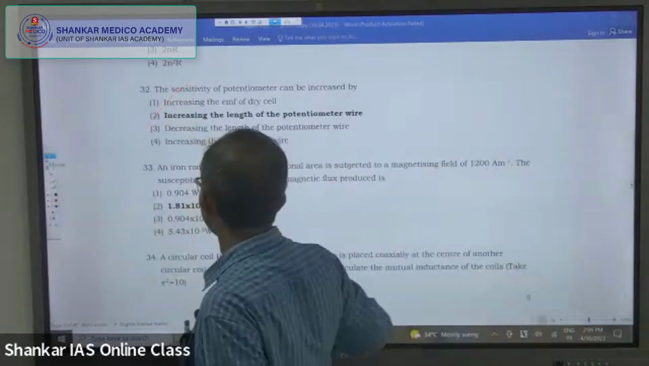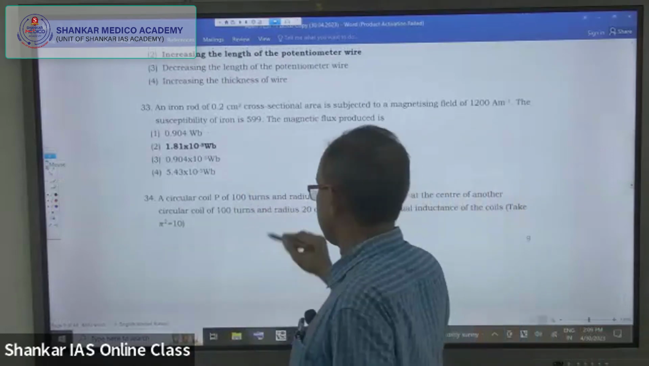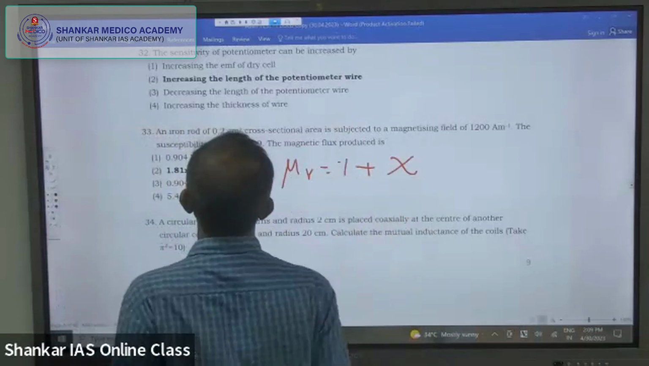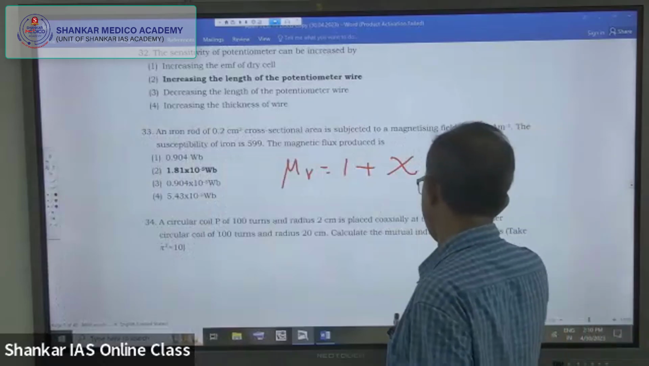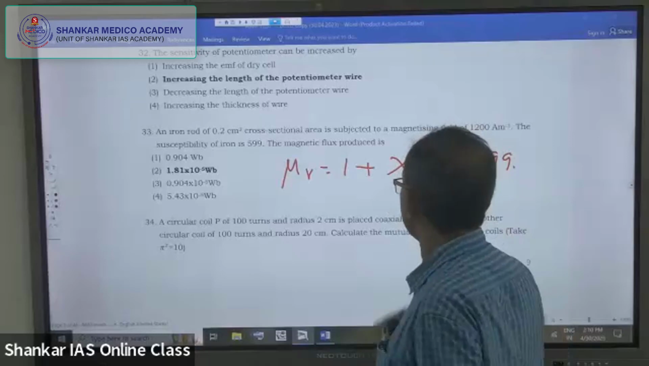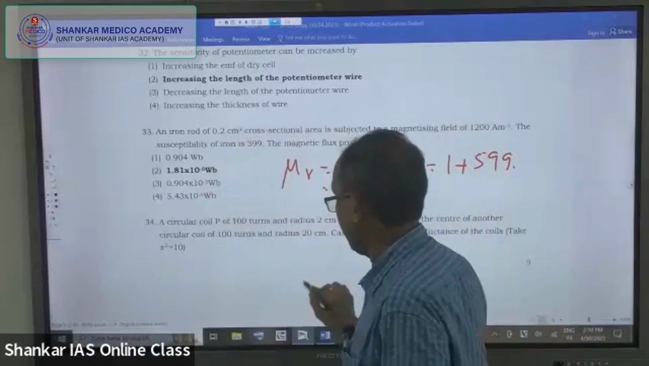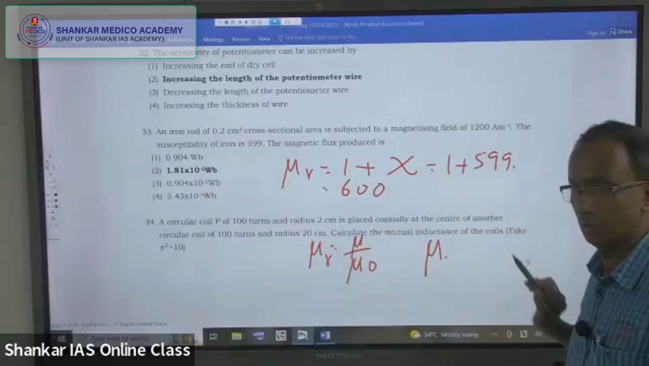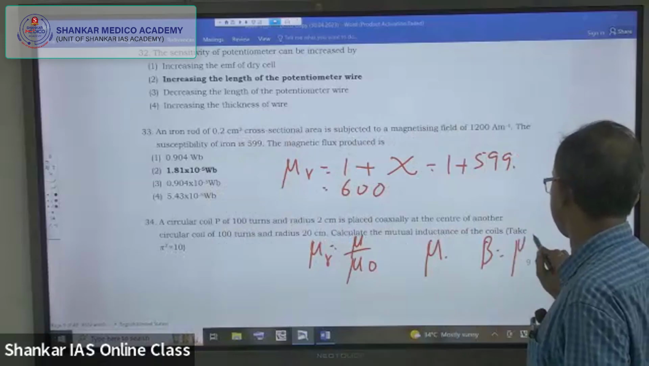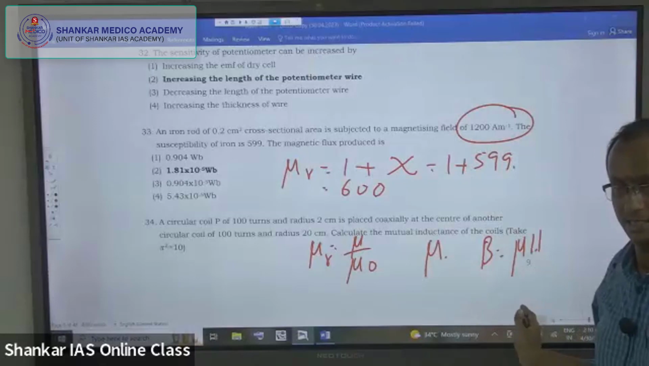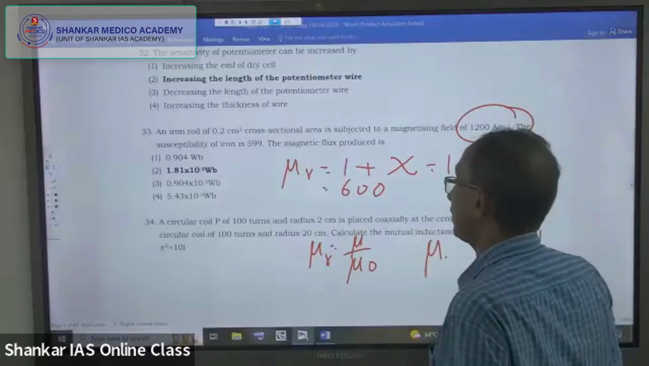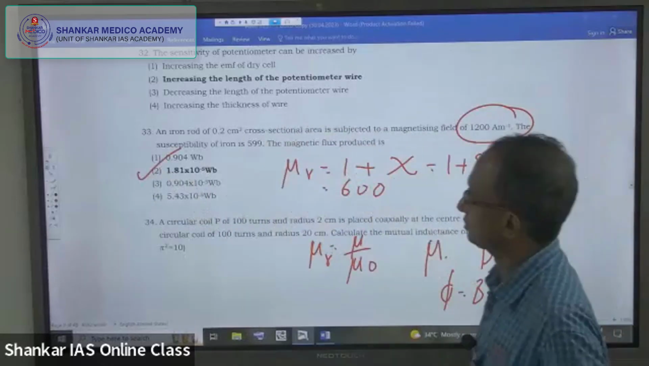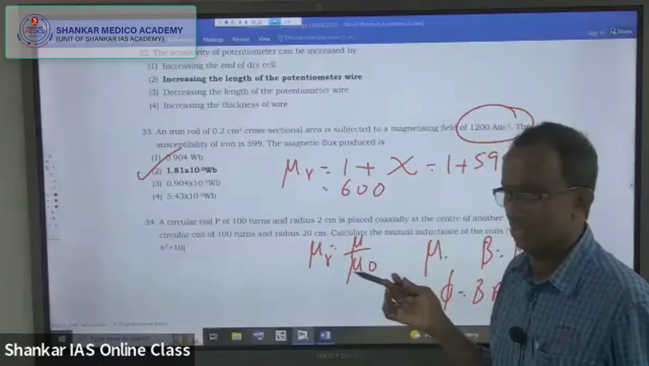Question number 33. Here the relation is mu r equals 1 plus psi. The psi is susceptibility. So 1 plus 599. Okay. So mu r equals 600 you will get. Then mu r equals mu by mu 0. From there you will get mu. B equals mu h. H is given here. Then what is magnetic flux? Phi equals B into A. Answer is 1.81 into 10 raised to minus 5 Weber. Understood? 3 equations are here. Please note down.